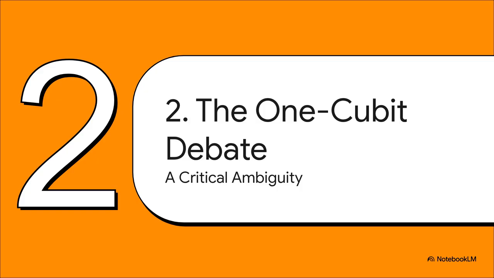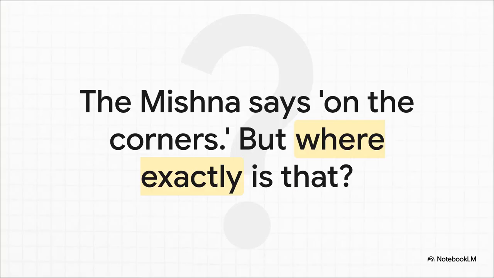Because that one simple instruction to put blood on the 4 corners, well, it turns out it's actually a little bit vague. And you have to understand, in the world of the Talmud, ambiguity isn't a mistake. Oh no, it's an invitation to go deeper. This is the question that just blows the whole case wide open.